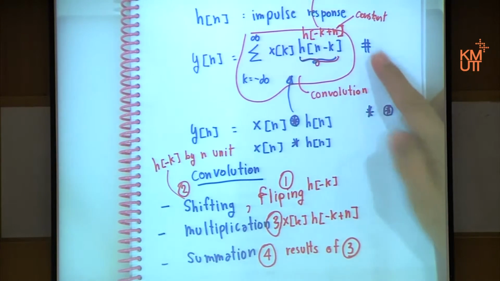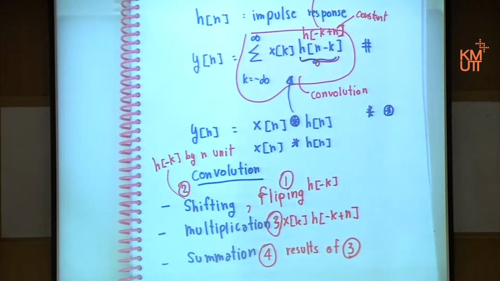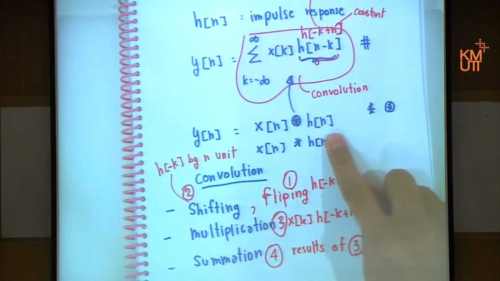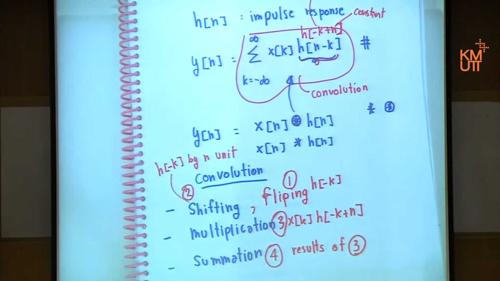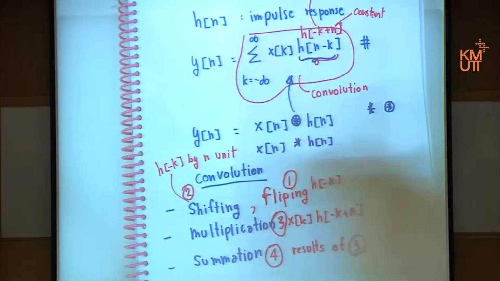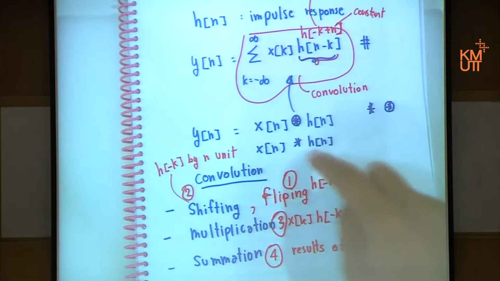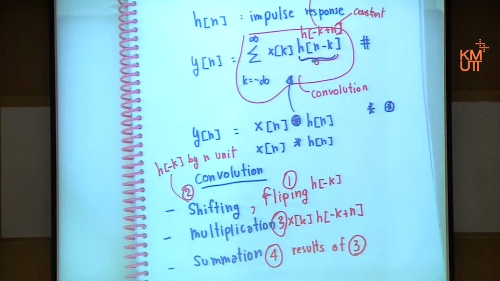This equation is correct only when your system is LTI. It means that if you have an LTI system you can find y[n] by convolution between x[n] and h[n]. But if your system is not LTI, you cannot use this equation to find y[n]. But as I said before, for this course we always assume that our system is LTI. So you can use this relationship to find y[n].